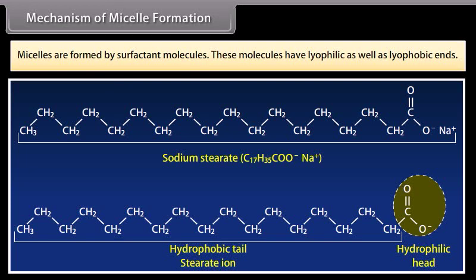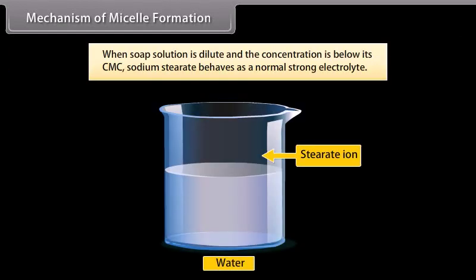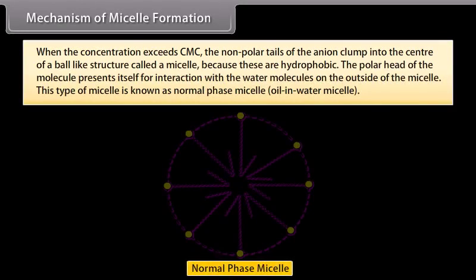For example, sodium stearate. When soap solution is dilute and the concentration is below its CMC, sodium stearate behaves as a normal strong electrolyte. When the concentration exceeds CMC, the non-polar tails of the anion clump into the center of a ball-like structure called a micelle, because these are hydrophobic. The polar head of the molecule presents itself for interaction with the water molecules on the outside of the micelle. This type of micelle is known as normal phase micelle.